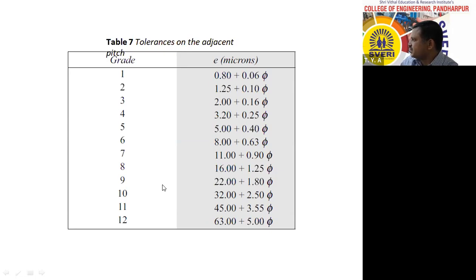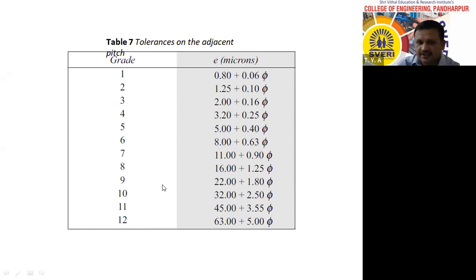Traditional methods means machining on lathe machine, milling machine, drilling machine, planing machine, shaping machine, slotting machine. These are traditional machines or traditional machining methods.